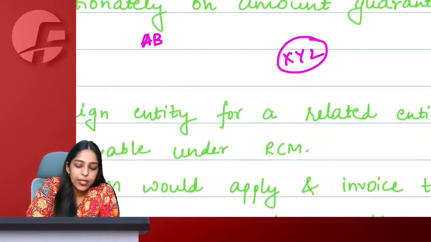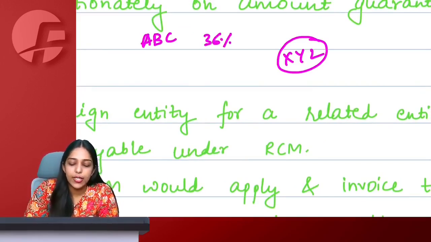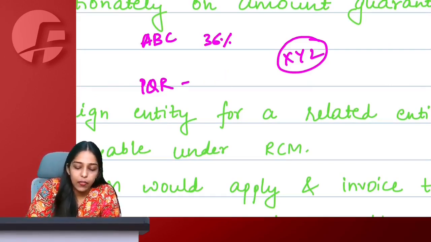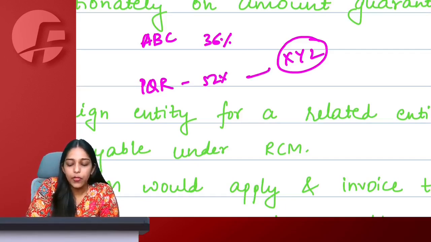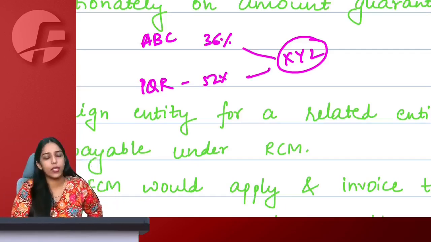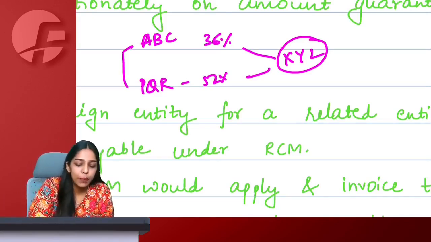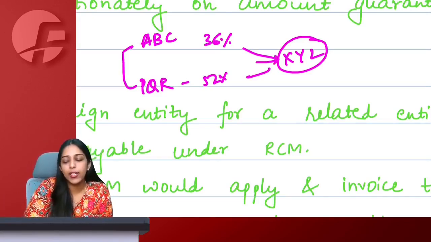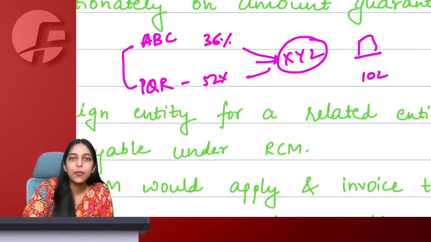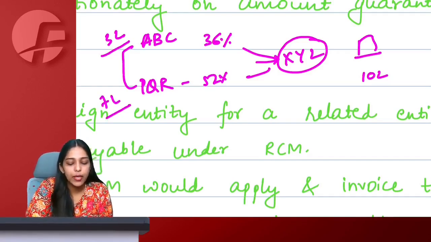There is a company ABC Limited holding 36% shares in XYZ. There is a company PQR Limited, assume, holding 52% shares in XYZ. Now we know that they both are related, because with more than 25% shares you are related. So now these two give a guarantee together to XYZ to take a loan. The loan is, let's say, for 10 lakh rupees. ABC is providing a guarantee for 3 lakh rupees, and PQR is providing the guarantee for 7 lakh rupees.